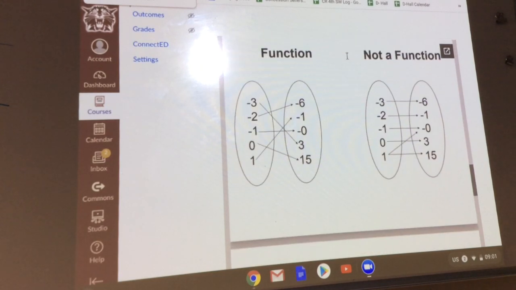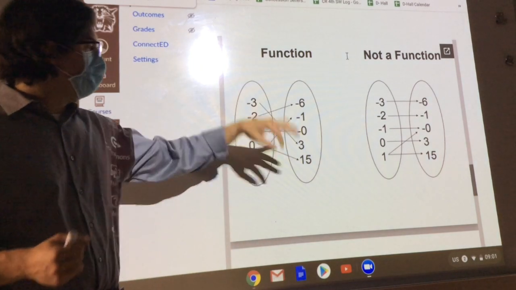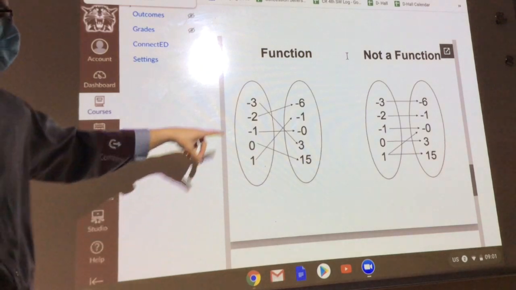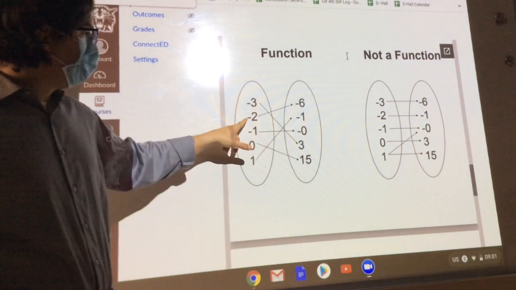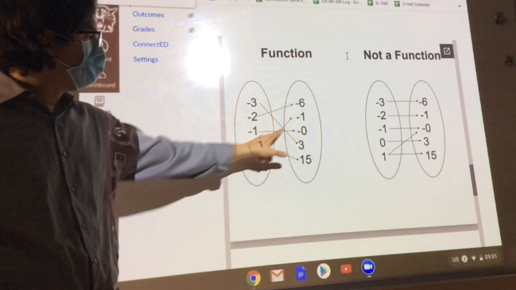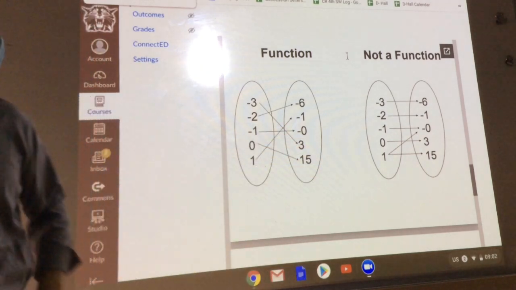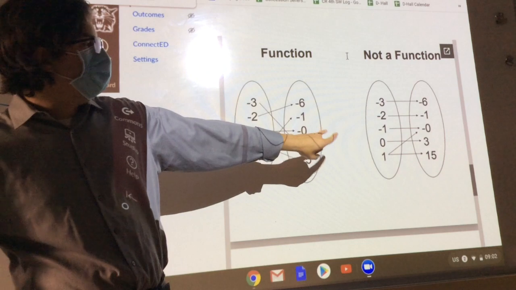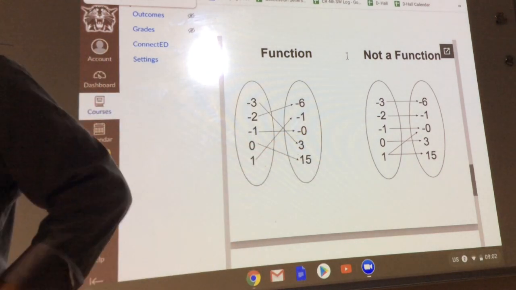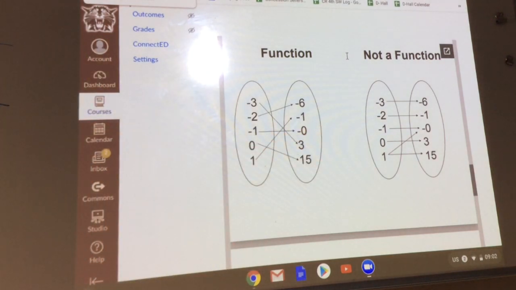Okay, again, another bubble map. Now, I like showing you this example because this one gets a little bit more creative. Notice there's a lot more lines going all over the place. But again, -3 only has 1, -2 has 1, -1 has 1, 0 has 1, and 1 has 1. So we're good there. Over here, though, the 1's the bad guy. The 1 is not doing what it's supposed to be doing.